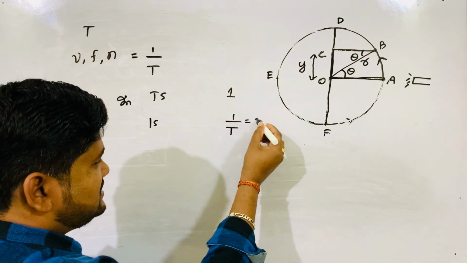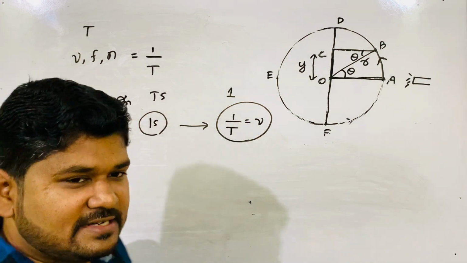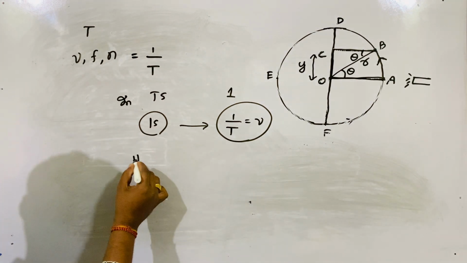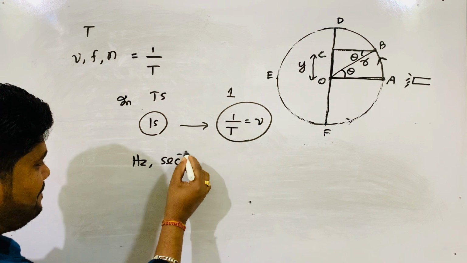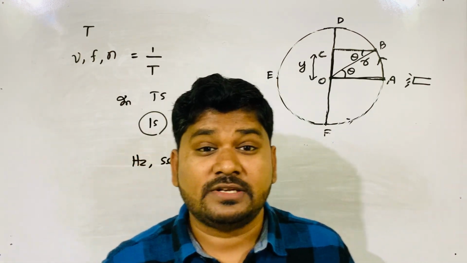So this is frequency. In 1 second, how many oscillations are there? That is called frequency. And its unit is hertz, or second inverse. You can write the unit like this. Frequency is the number of oscillations per second.